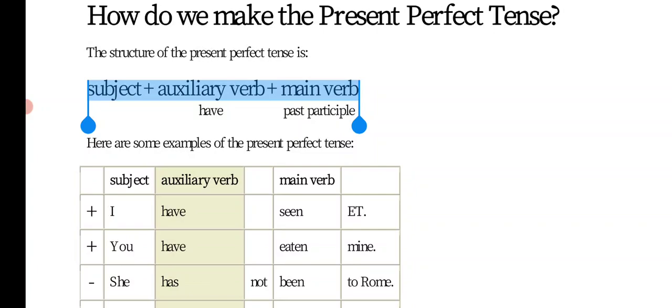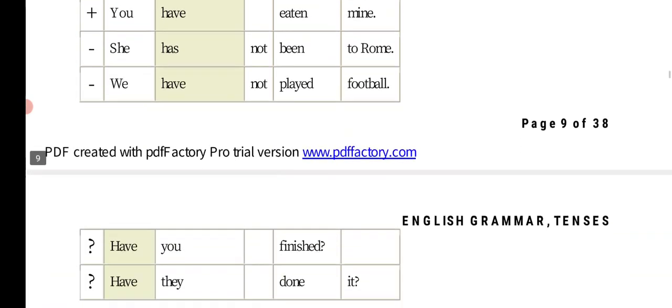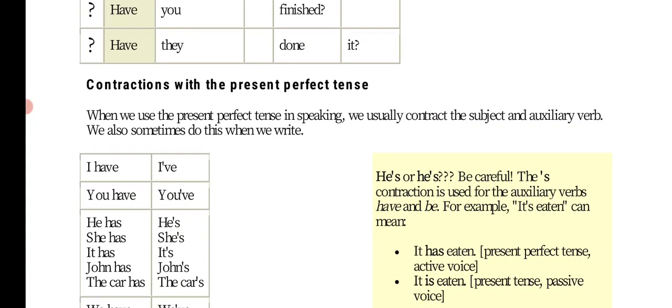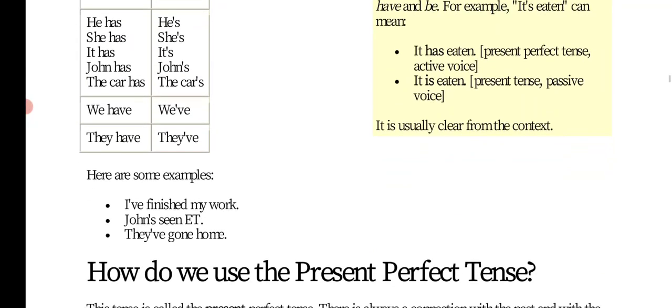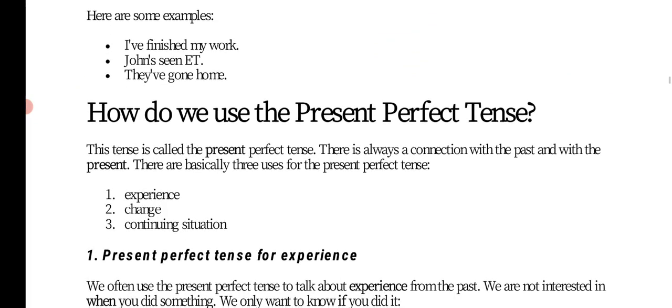If the subject is plural, we will use have, right? For he and she, and for it, we will use has. And for I we use have. I have done this, I have eaten, she has eaten, they have eaten. Third form of the verb, and always the third form of the verb. Have you finished? Have they done it? I have, you have, she has, they have, John has, my dog has. I have finished my work, John has seen this, they have gone home, right?